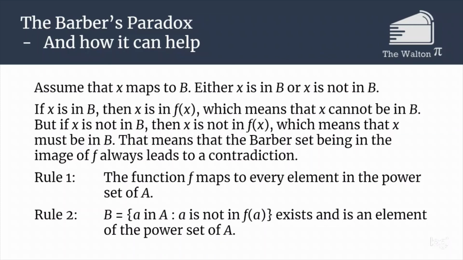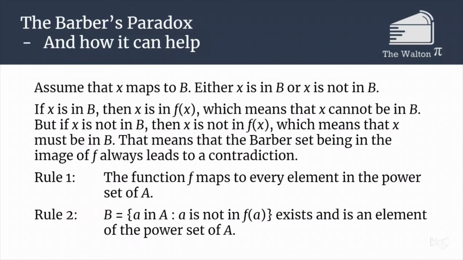So that means that x cannot start in B. So that means we must assume that x is not in B. But if x is not in B, then x is not in f of x, which means that x must be in B, which means that we're also getting a contradiction there. That means that it's impossible for the Barber set to be in the image of f, which is always going to lead to a contradiction.